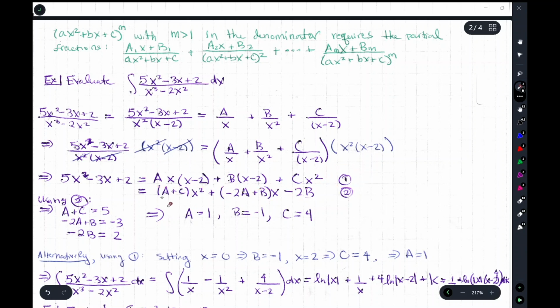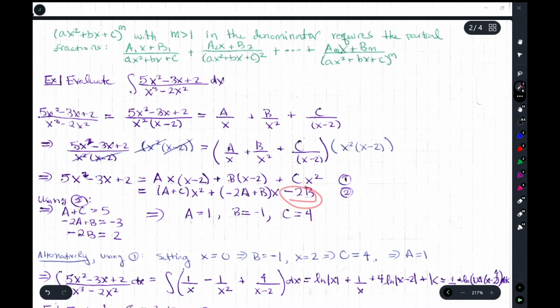And then I gather the terms based on the power of x that they're multiplied with, and I have this expression here. I call that 2. Now, if we use 2, what is this equation, left-hand side and right-hand side, telling us? It tells us that we have a plus c multiplying x squared. Well, what's multiplying x squared on the left-hand side? That's a 5. And so we'll have a plus c equals 5. On the right-hand side, we have negative 2a plus b multiplying the x. Well, what's multiplying the x on the left-hand side? Negative 3. And so we get that equation.